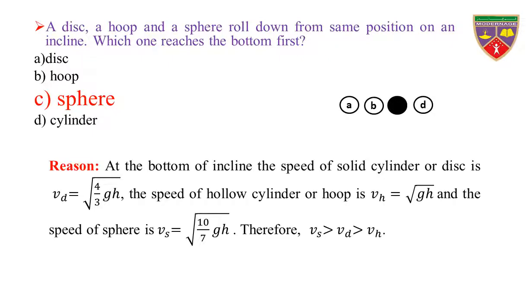Reason: at the bottom of the incline, the speed of a solid cylinder or disk is Vd equal to square root of 4 by 3 gh. The speed of a hollow cylinder or hoop is Vh equal to square root of gh, and the speed of the sphere is Vs equal to square root of 10 by 7 gh. Therefore, Vs is greater than Vd is greater than Vh. Hence, the sphere will reach the bottom first.